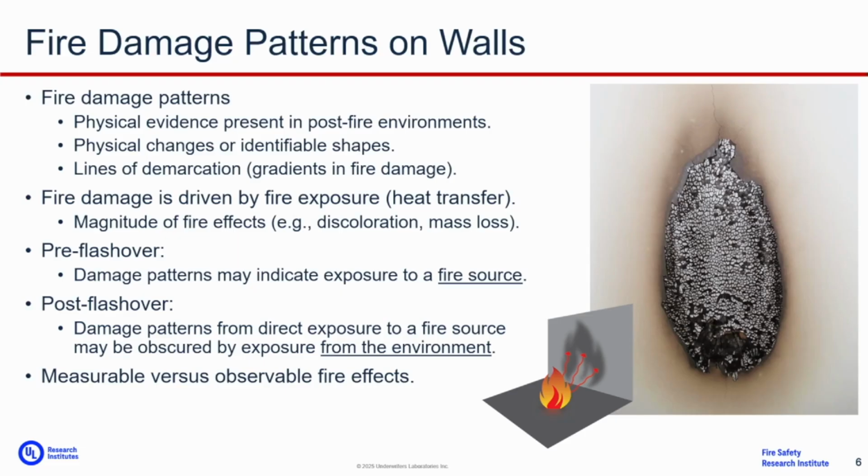But we can identify lines of demarcation, for example, in this photo, which shows a piece of drywall that's been exposed to a gasoline fire. And you can see the fire-affected region has been charred, and paper has been sort of bubbled up and exhibits this alligator skin-like appearance. But then surrounding that is a region of discolored paper, and then eventually transitioning to the virgin paper.